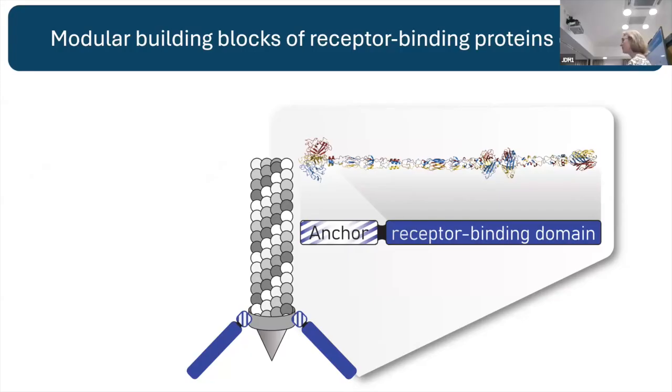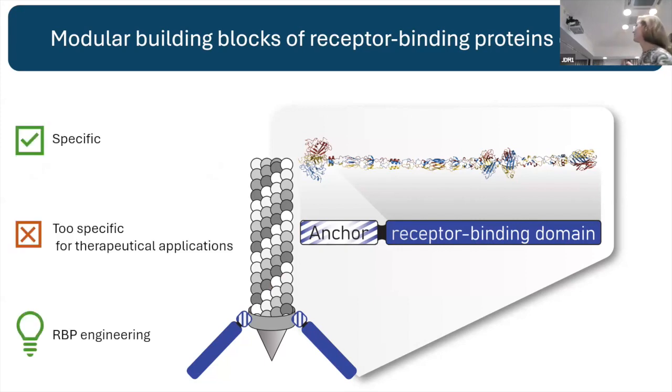And if we zoom in, we see they typically have a modular buildup. So our first building block is the anchor domain, which is responsible for the attachment of the RBP to the base plate. And then we have a second building block, the receptor binding domain, which is responsible for the receptor recognition.